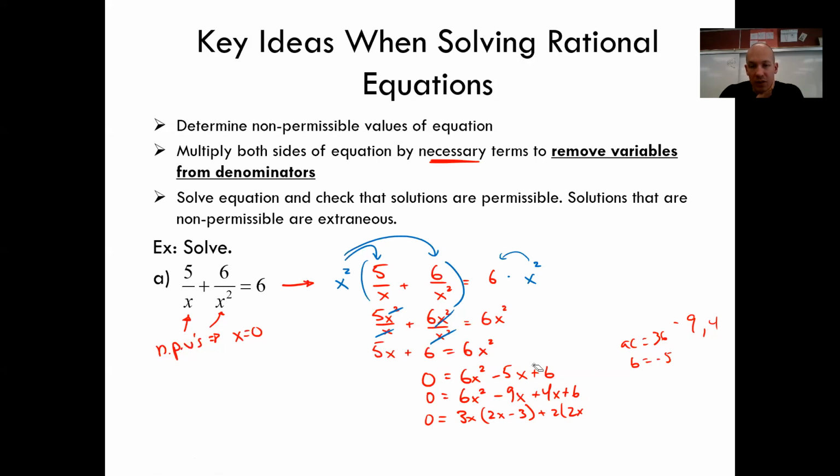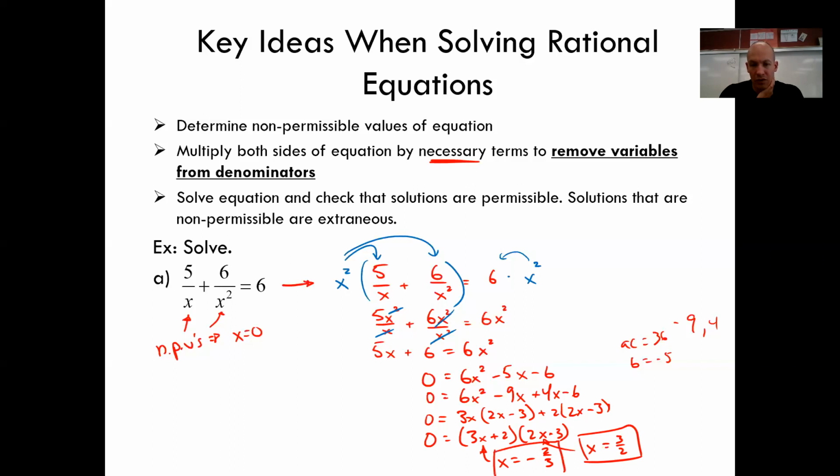Oops, I made a tiny mistake. That should be negative. That's why things weren't working out. There we go. That's better. Okay. So what we wind up getting is 3x plus 2 and 2x minus 3. So this tells me that x is equal to negative 2 over 3. And then this one over here tells me that x is equal to positive 3 over 2.